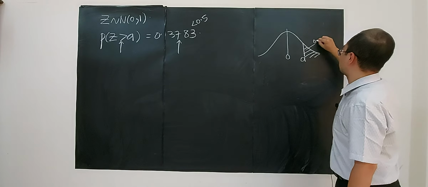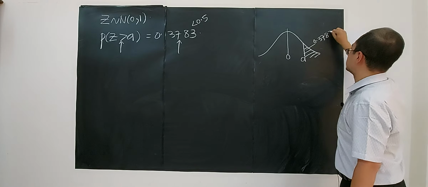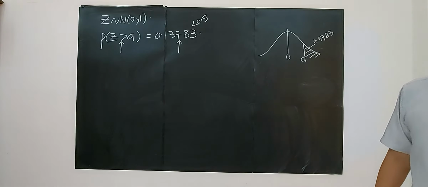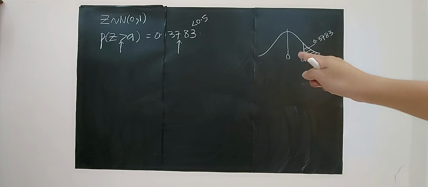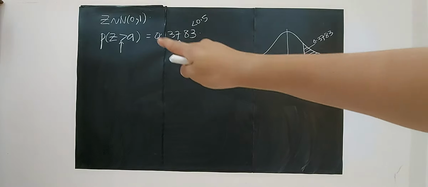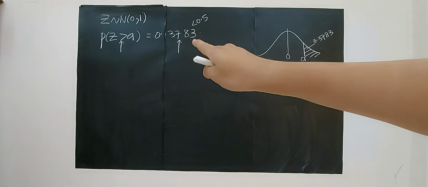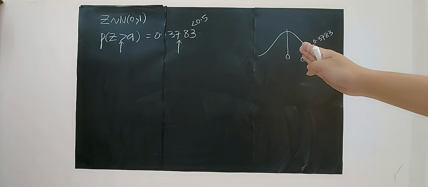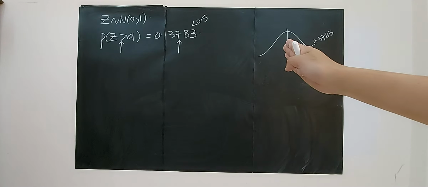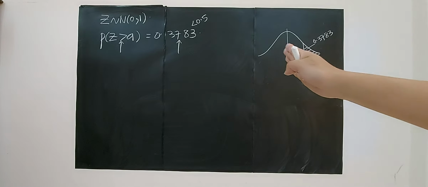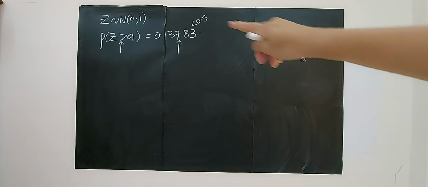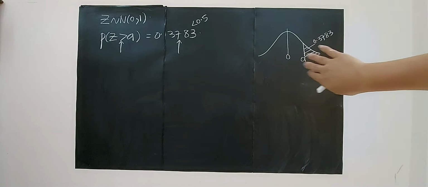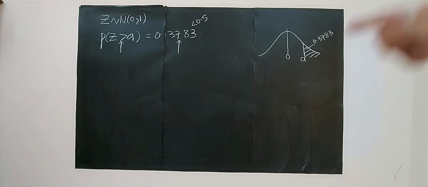This is 0.3783, the area here. Okay, so now I'm very confident that A will be on the right hand side, because this value is just 0.3783, less than 0.5. The area should not go beyond 0, so it stays here on the right hand side, and greater than is on the right.